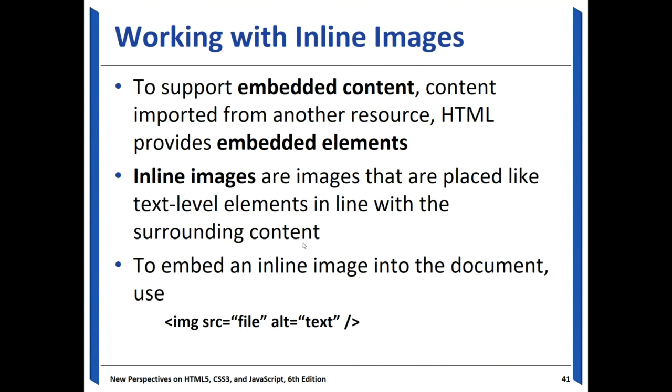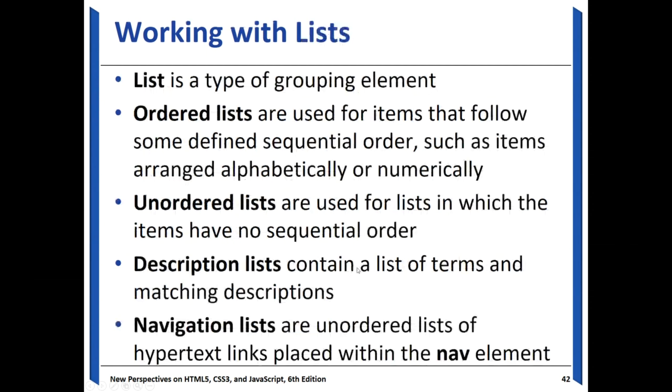All right, so we talked about embedded elements, embedded content. This is content that's imported from other resources. We can also use embedded elements, inline images, or images that are placed like text-level elements in line with surrounding content. So we see here, for example, we've got an inline image that's been inserted, embedded in this. We're saying this is an image tag, and then we're going to have the link to the file and then the alt text for the image.